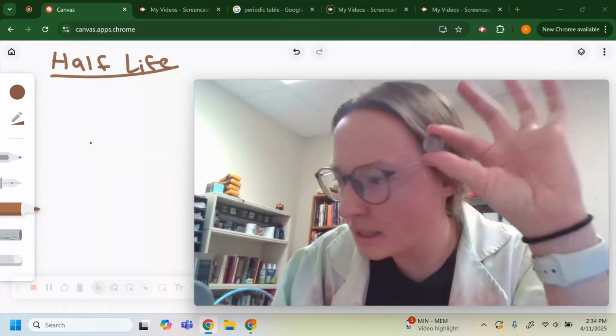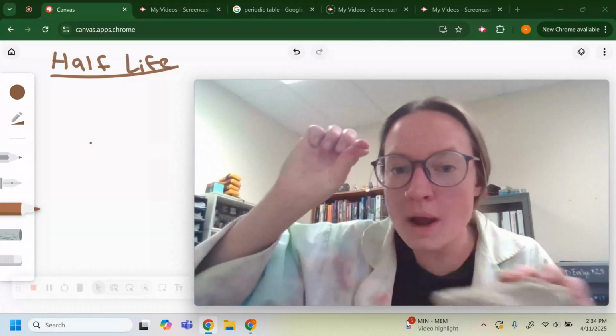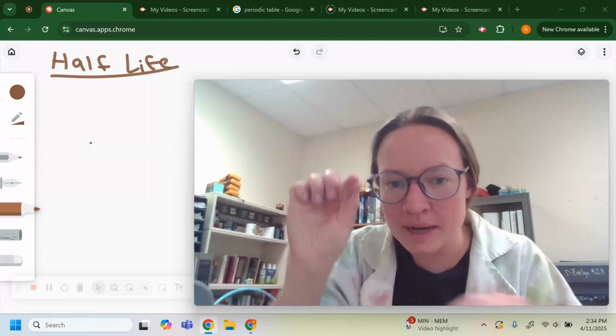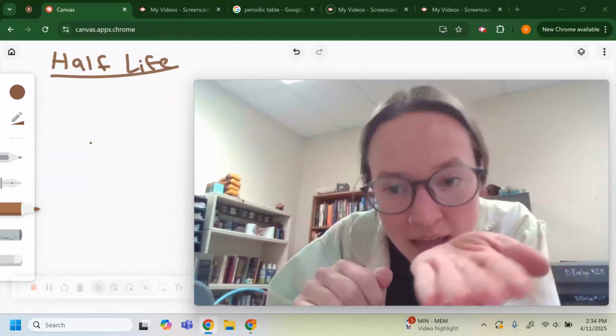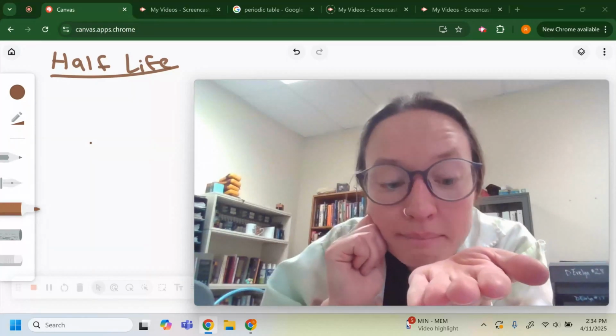If I took one little uranium atom off my rock of uranium and I said, hey guys, how long do you think until this one little uranium atom is no longer uranium?